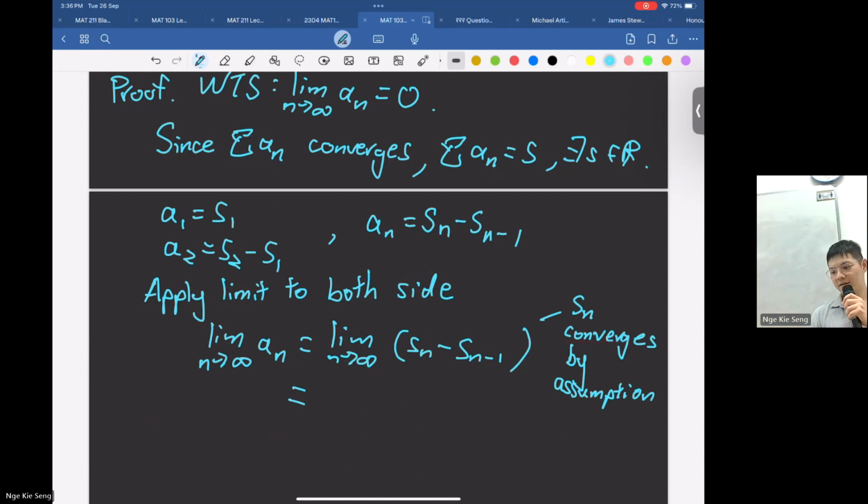How about I check one more person, see whether you know what I'm talking about. Jingsen, why does Sn converge? Ratio is what? Yeah, no, so what ratio?